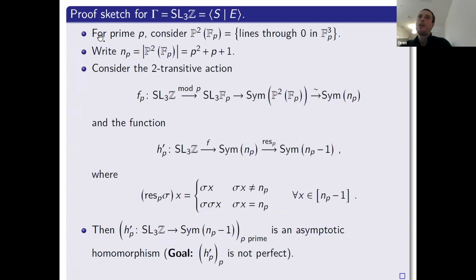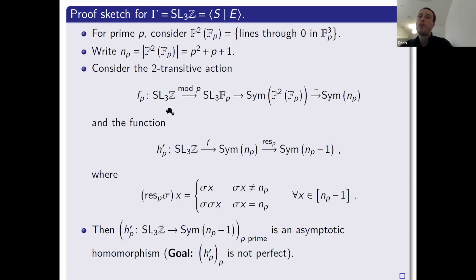Some notation: for a prime P, I'm considering the projective plane and I'm just taking the FP points. So I just mean the lines through the origin in the three dimensional space over the finite field FP. I'm writing NP for the cardinality of this set. And I'm noting that SL3Z naturally acts on this projective plane, just because matrices act on lines. That's it.